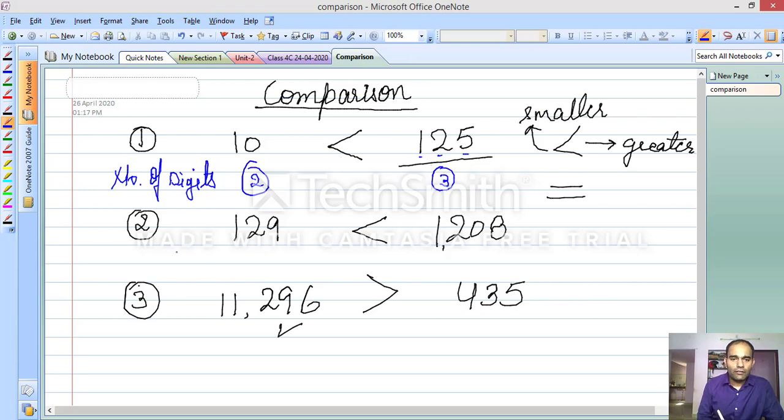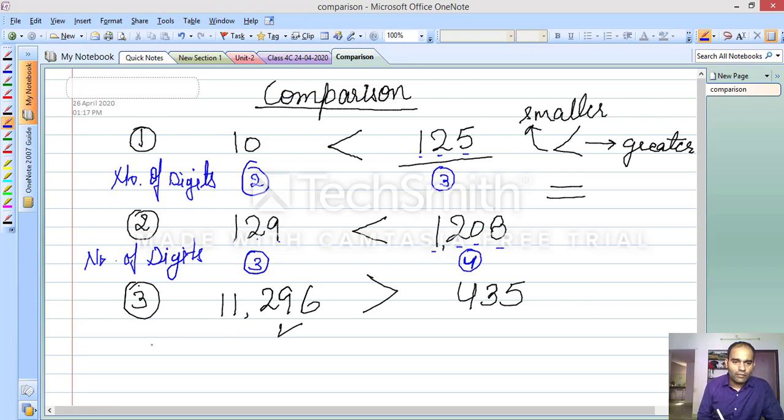Okay, look here whether I am telling you correct or not. Number of digits. How many digits are there? 1, 2, 3. 3 digits. Okay. How many digits are there? 1, 2, 3, 4. 4. There are 4 digits in this number, 1208. The number of digits is 4. In 129, the number of digits is 3. So here the number of digits is more, so this number will be greater.